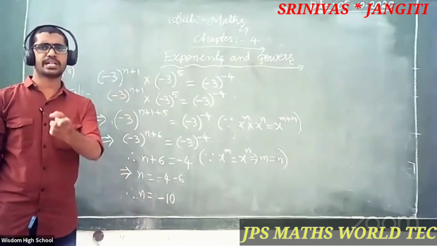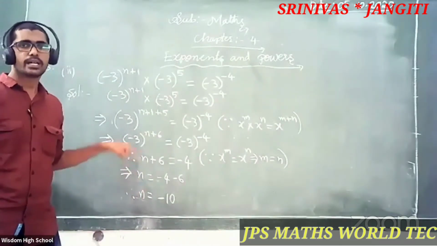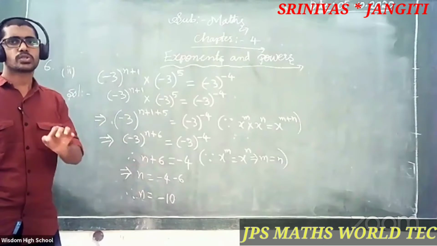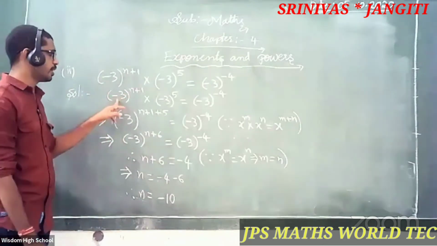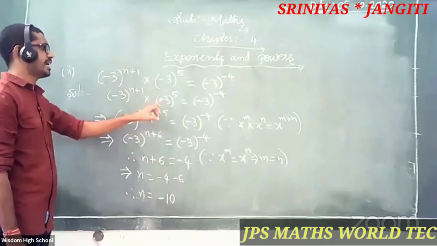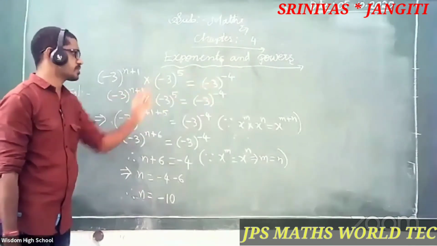The first problem you got n is equal to 10. This second problem, what did you get? n is equal to minus 10. What is the difference, did you understand? So simple, students. Observe here: minus 3 all to the power of n plus 1 into minus 3 all to the power of 5 is equal to minus 3 all to the power of minus 4.